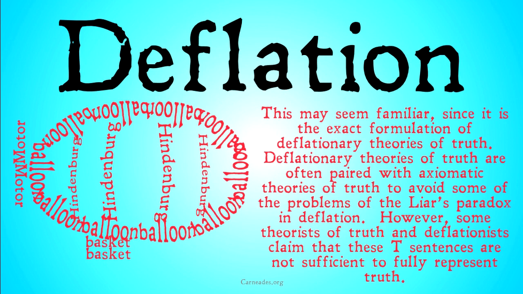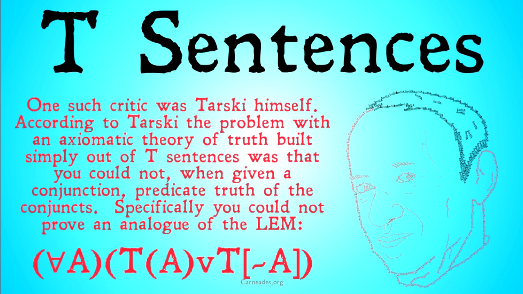However, some theorists of truth, and deflationists, claim that these T sentences are not sufficient to fully represent truth. One such critic was Tarski himself. According to Tarski, the problem with an axiomatic theory of truth built simply out of T sentences was that you could not, when given a conjunction, predicate truth of the conjuncts. Specifically, you could not prove an analog of the law of the excluded middle. Basically, there's a lot of things that just using these T sentences doesn't let us do. It doesn't let us take things out across a conjunction or distribute a truth across a conjunction. It doesn't let us bring negation in and out of truth, and so on and so forth.